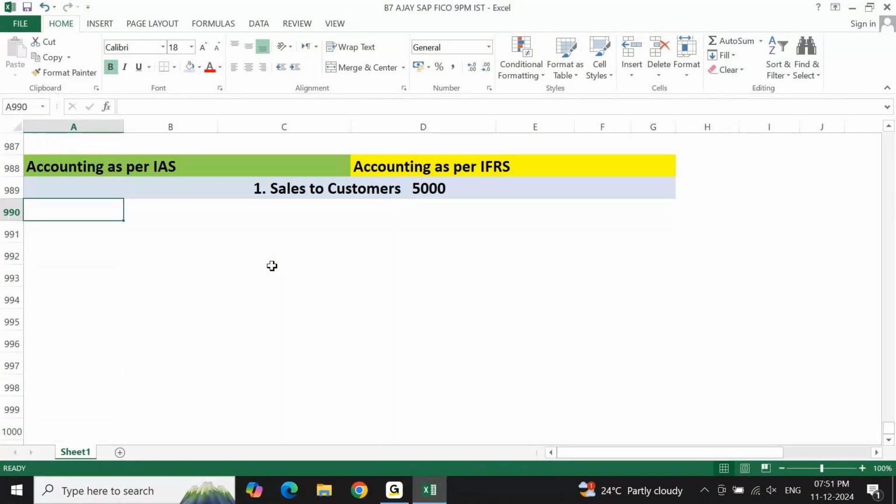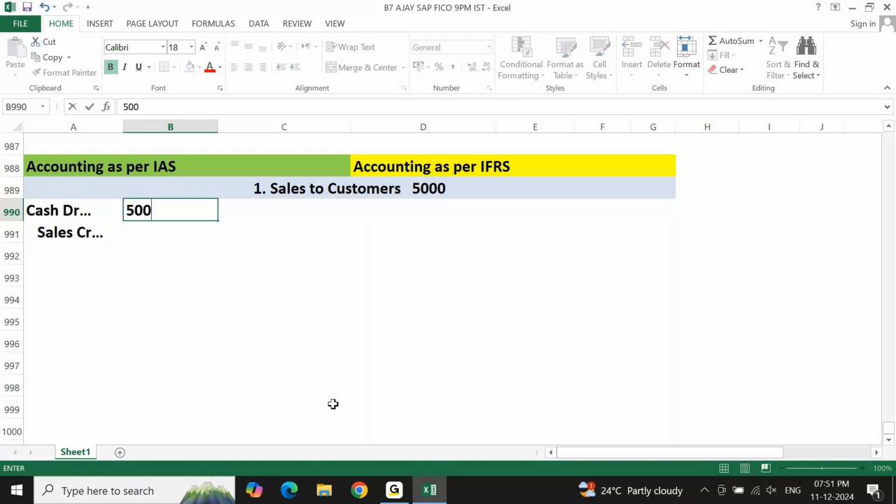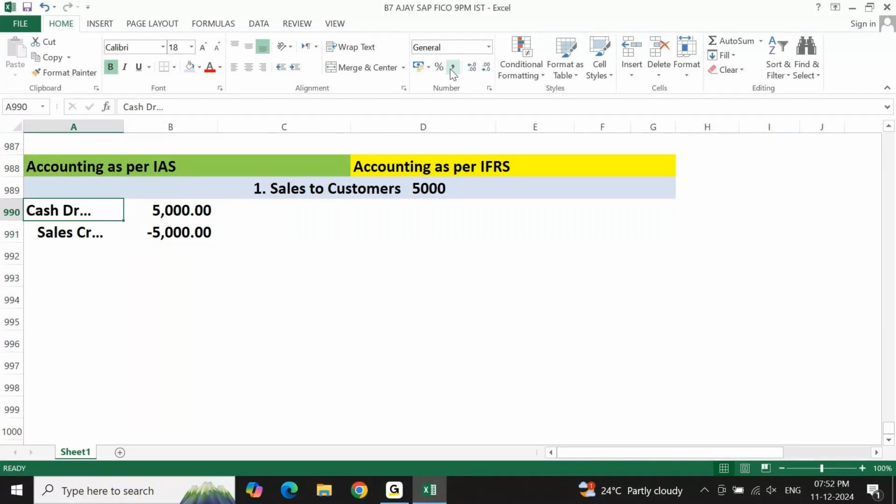Cash account debit, sales account credit. Cash account will be debit, sales account will be credit. Debit side, this is going to be 5,000. Credit side, this is going to be 5,000. As we know, amount is supposed to be in number format. Select this, enable this. Am I correct? Okay. As per Indian accounting, is this entry correct or not? Yes. Right.